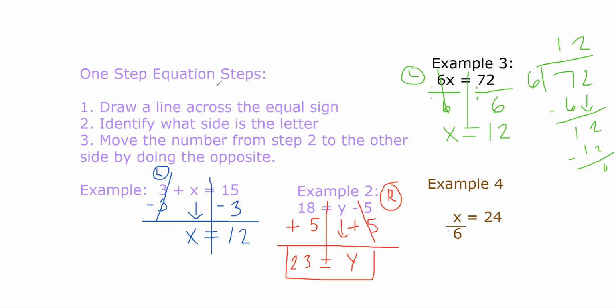So first, we're going to go over our steps. First thing, draw a line across the equal sign. So literally draw a line across the equal sign. Second thing is to identify what side our letter is on. In this case, the letter is on the left-hand side. So that means we want to get rid of that 6 that's on the left-hand side. The way we're going to do that is by doing the opposite of whatever the operation is. Right now, we have x over 6, which means x divided by 6. The opposite of division is to multiply. So we're going to be multiplying.